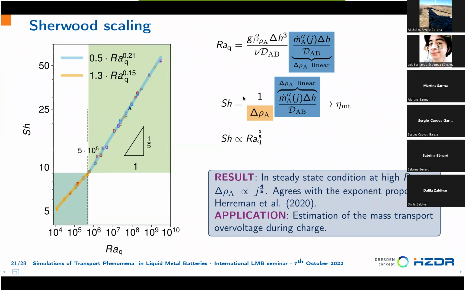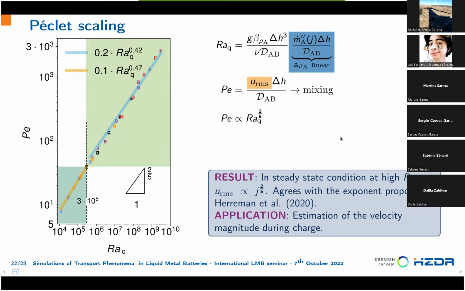And this is very relevant, as already discussed, for the computation of the mass transport overpotential. So if someone knows the material properties of the electrode and the current density at which it's running, then with this correlation they can simply compute the Sherwood number, and then from the Sherwood number compute the concentration difference, and from the concentration difference compute the mass transport overvoltage.